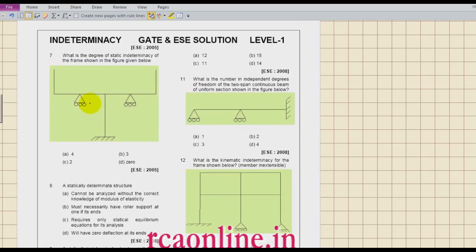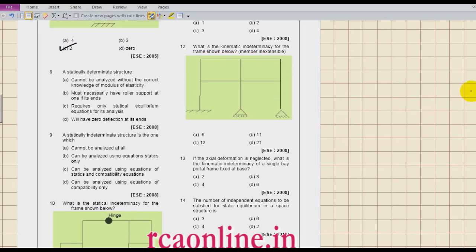Now come to this. So what is it? Static indeterminacy again. So how many cuts? 2 cuts. So 6 minus 2 because of this roller and minus 2 because of this roller. So 6 minus 4, 2 is the answer. Is it okay? Very simple questions have been asked.